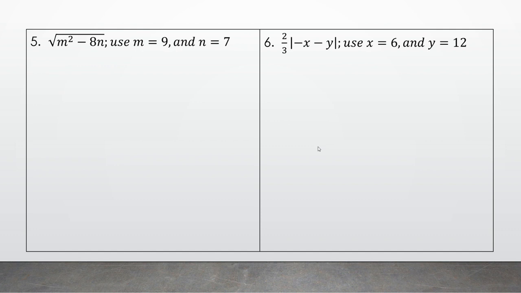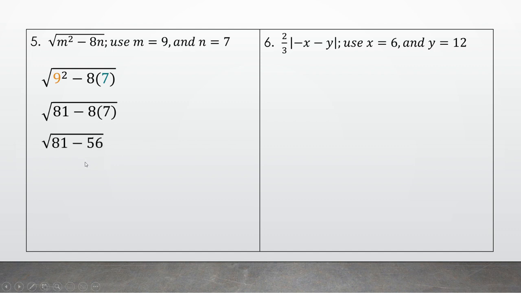In example 5, we're replacing m with 9 and n with 7. So it becomes the square root of 9 squared minus 8 times 7. We'll do exponents first. 9 squared is 81. Then we do the multiplication. 8 times 7 is 56. And then we do the subtraction under the radical. We get the square root of 25. The square root of 25 is 5.